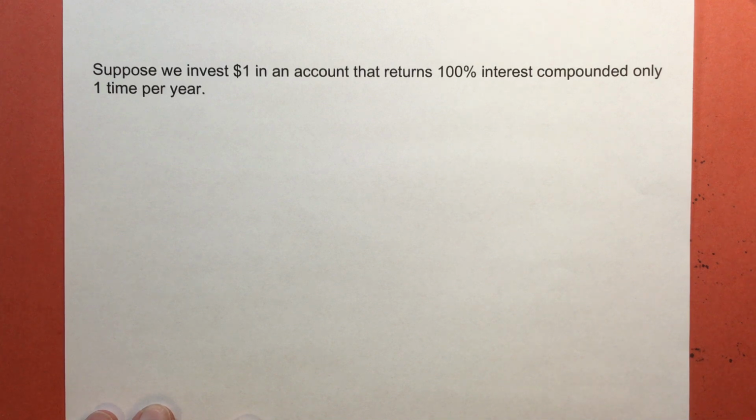$1 in an account that returns 100% interest, and it's going to be compounded only once. This is actually what we call simple interest. Simple interest just means we're not going to compound it. And again, at this point, I haven't described what compounded interest means. That's what I'm spending the whole video doing.